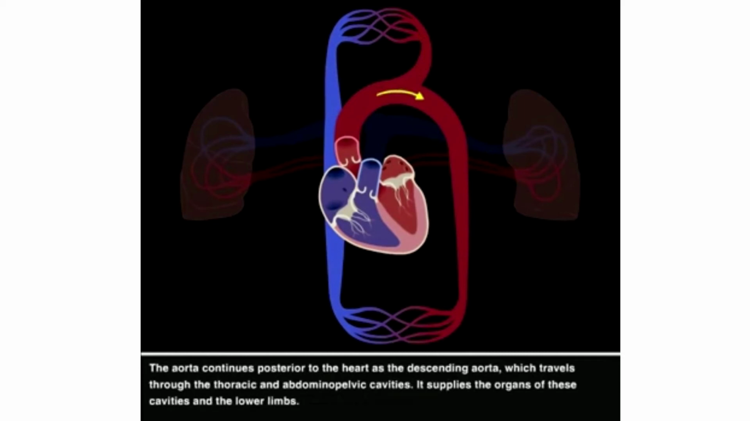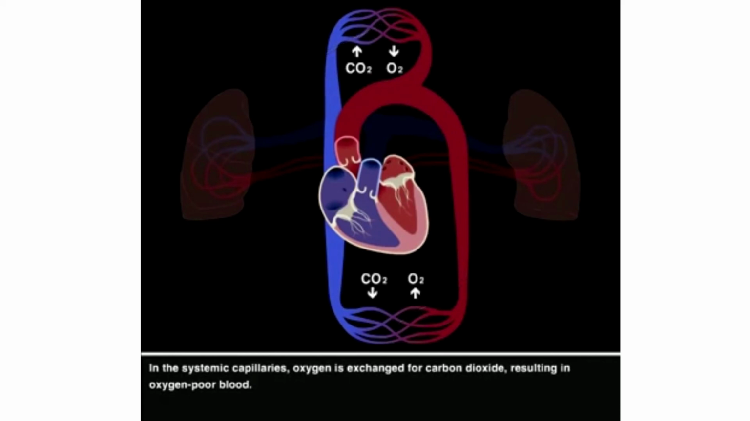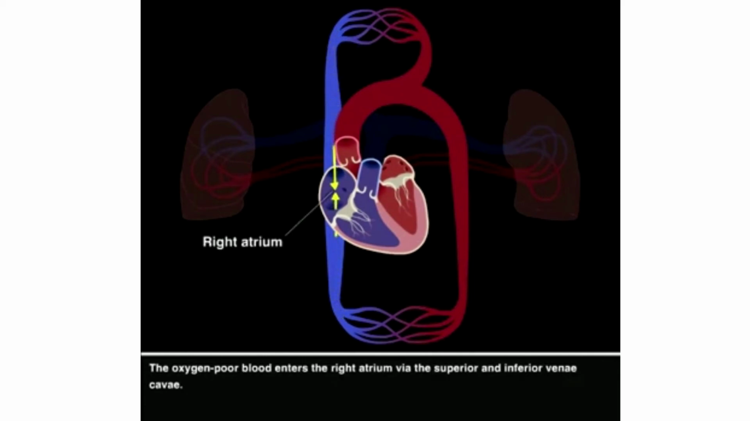The aorta continues posterior to the heart as the descending aorta, which travels through the thoracic and abdominal pelvic cavities. It supplies the organs of these cavities and the lower limbs. In the systemic capillaries, oxygen is exchanged for carbon dioxide, resulting in oxygen-poor blood. The oxygen-poor blood enters the right atrium via the superior and inferior venae cavae.